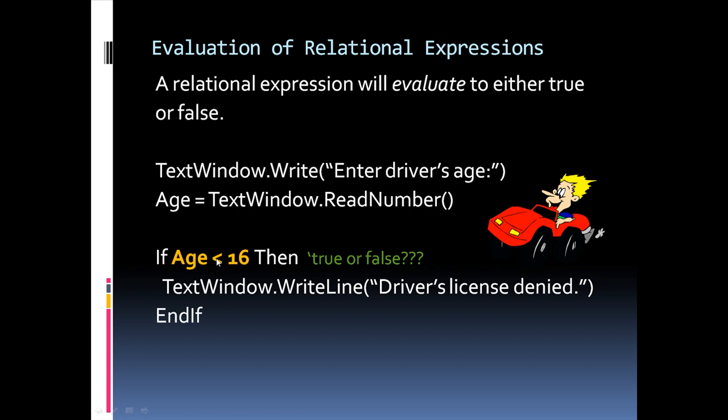If age is less than 16, then we're going to deny the driver's license because you have to be 16 to have a driver's license. So our relational expression here will either evaluate to true or false, depending on what the person's age is. Once this executes, if this were a real program, once this line executes, I'm standing there with either a true or false in my hands, so to speak. If it is indeed true, and I have a driver under 16, then we will indeed deny the license.